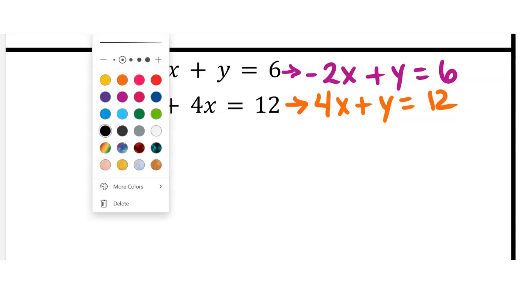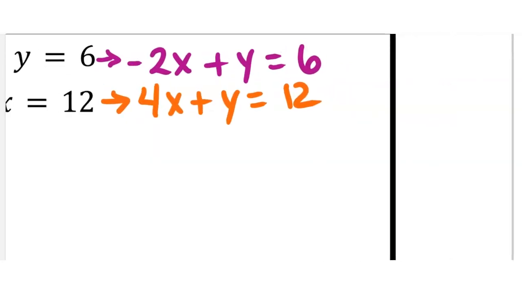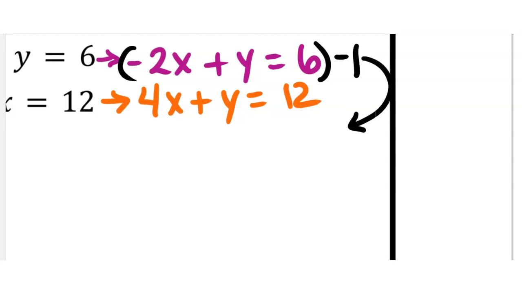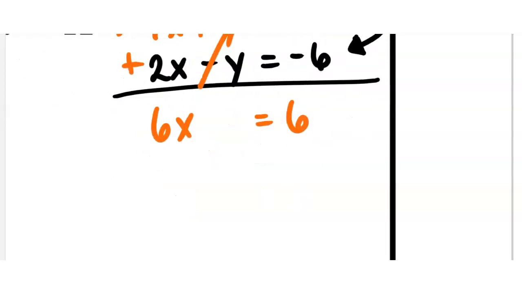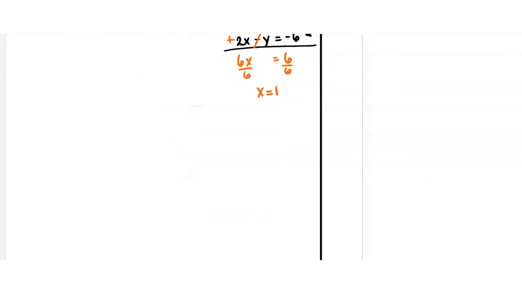All right. So with this one, it looks like we can cancel our y's easily. So I'm going to multiply the top one by negative 1. So I'm going to write it down here. This becomes a positive 2x minus y is equal to negative 6. When we add these two, we get 4x plus 2x, we get 6x. These cancel. 12 minus 6 is 6. We divide by 6, and x is equal to 1.